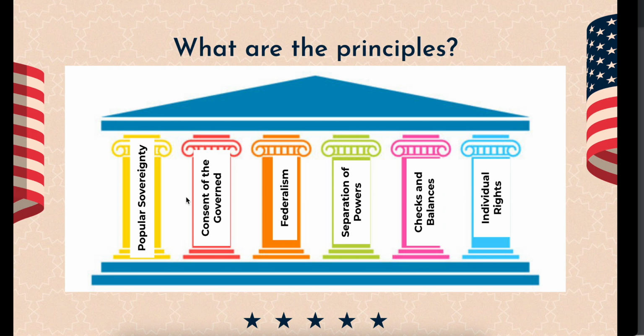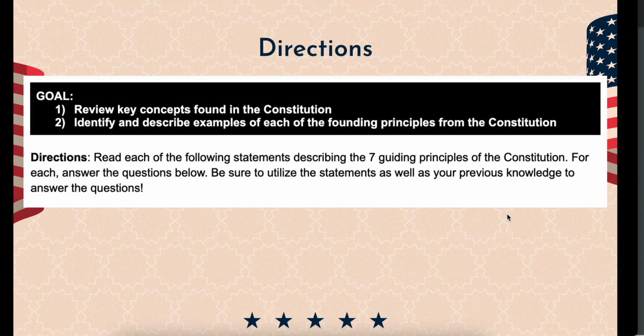Now, for this assignment, we're going to look at examples and descriptions of each of these, specifically why the founders valued it and how they wove it into the Constitution. Why are we doing this? Number one, it's going to help us review key concepts found in the Constitution. It's been a while, so we need to review in order to build on that knowledge and keep sort of going where we left off. And then number two, we need to identify and describe examples of each of these founding principles from the Constitution. So we're going to take it a step further and actually make the connection between these big ideas and the things we learned about the Constitution so far.